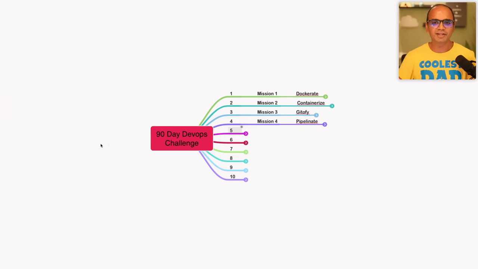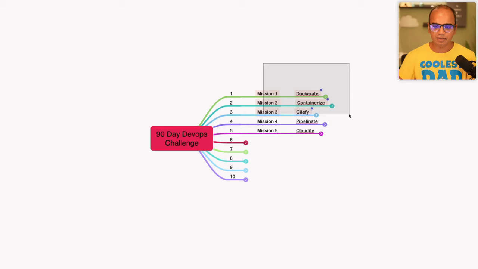Welcome to this 90-day DevOps challenge, where we're building an end-to-end use case and implementing all DevOps practices in 90 days. And we are on mission number 5 this week. That's about Cloudify, and we are going to get started building infrastructure on AWS cloud, with a very specific, small, real-life-like use case. Let's review what we've done so far.